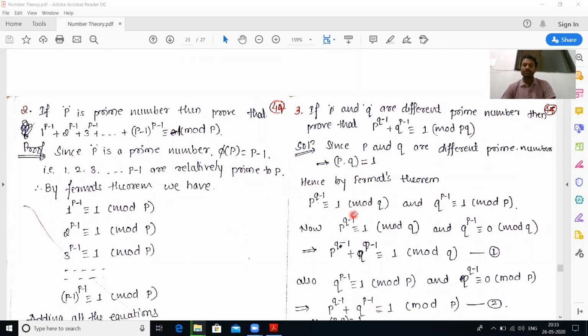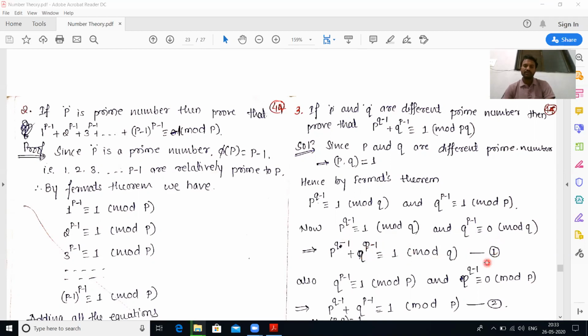Now, p raised to q-1 is congruent to 1 mod q and q raised to p-1 is congruent to 0 mod q. This is because whenever q raised to p-1 is divided by q, we get remainder 0. So adding these two, p raised to q-1 plus q raised to p-1 is congruent to 1 mod q.